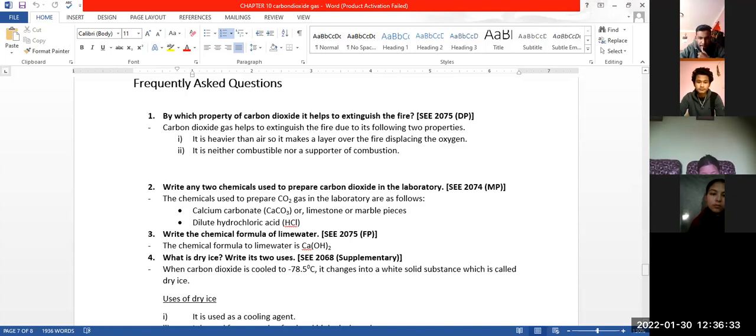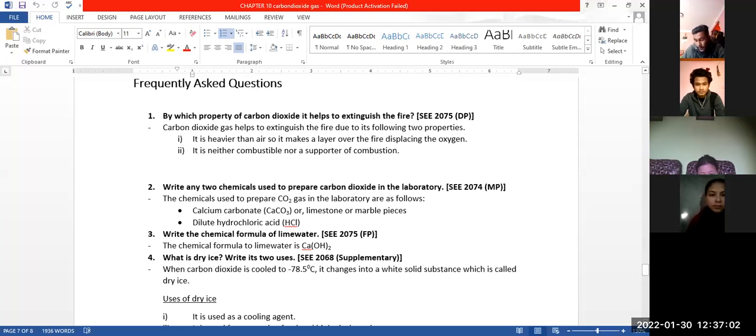Next is, it is neither combustible nor a supporter of combustion. It doesn't burn itself and it doesn't support burning. Because of these two properties, it helps in extinguishing fire. Next is the question of 2024: name two chemicals used to prepare carbon dioxide gas in the laboratory. They are calcium carbonate and dilute hydrochloric acid.